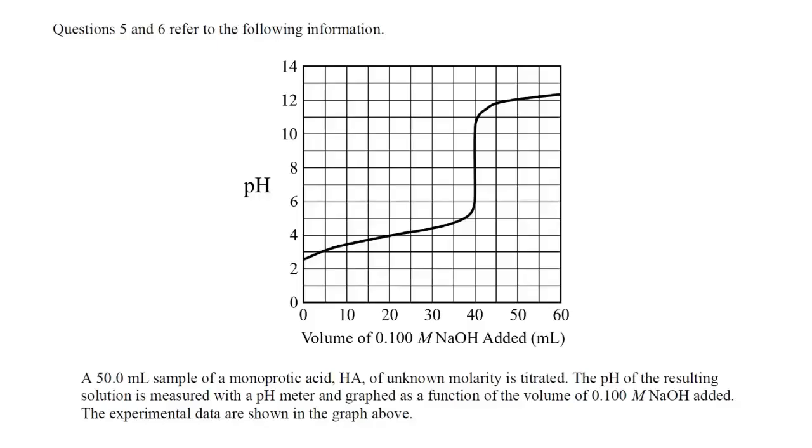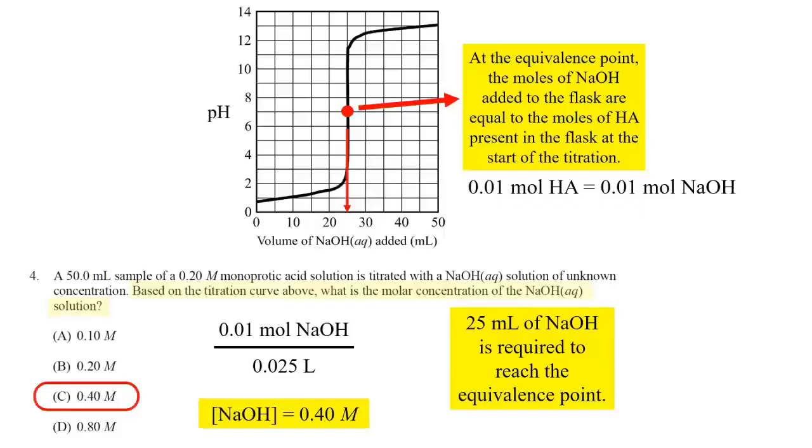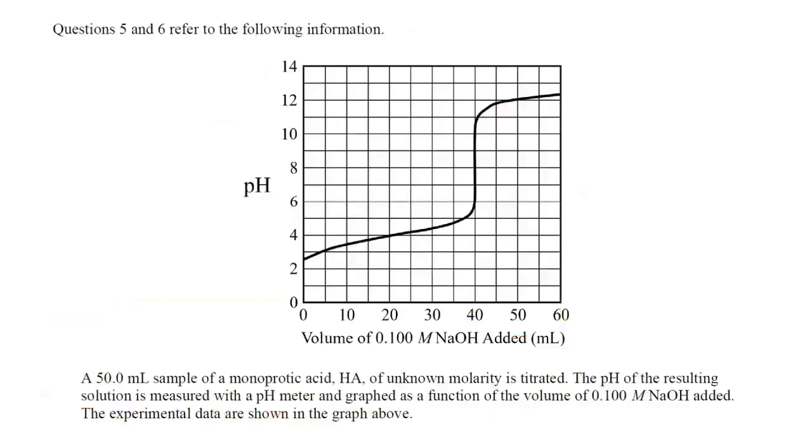The pH of the resulting solution is measured with a pH meter and graphed as a function of the volume of 0.100 molar sodium hydroxide added. The experimental data are shown in the graph above. So as you compare the information that we're looking at here with the previous question, recall that in the previous question, we knew the concentration of the monoprotic acid, but we didn't know the concentration of the sodium hydroxide. So now it's sort of reversed in this experiment. We know the concentration of the sodium hydroxide, but we don't know the concentration of the monoprotic acid.